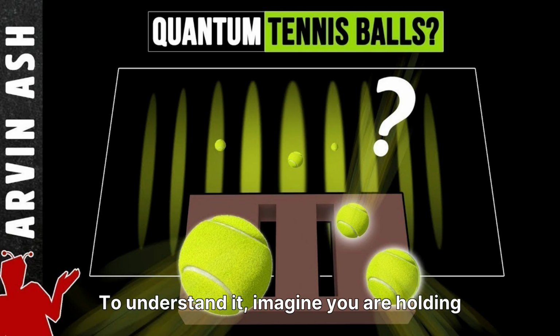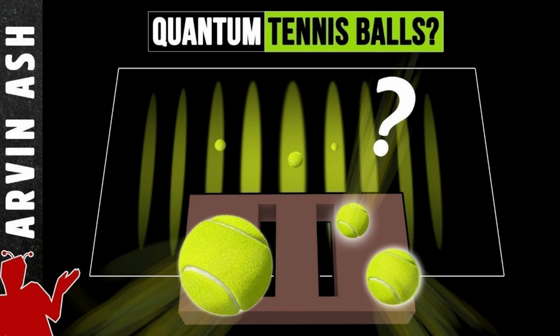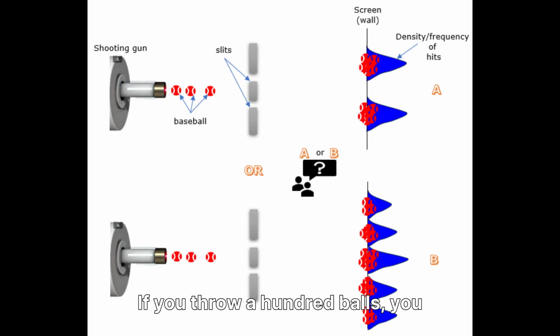To understand it, imagine you are holding a tennis ball. You throw it at a wall that has two vertical slits cut into it. The ball will go through one slit and hit the back wall. If you throw 100 balls, you will eventually get 2 strips of marks on the back wall. This makes sense. Matter travels in a straight line.